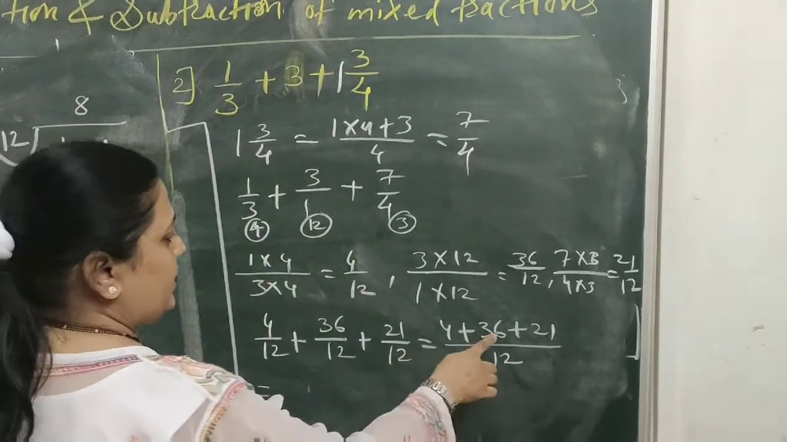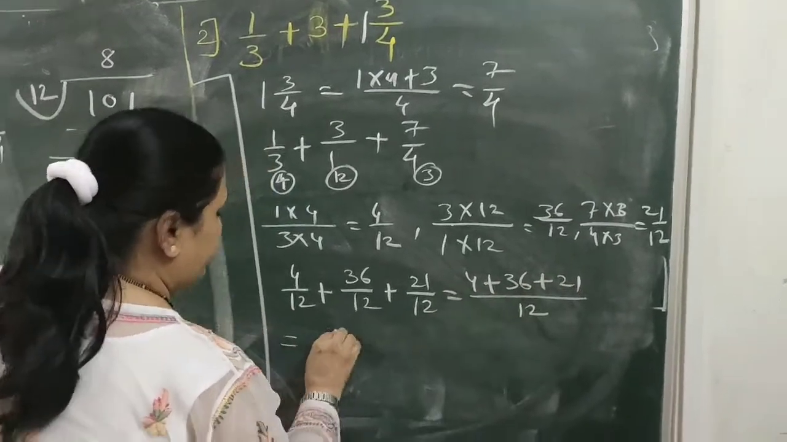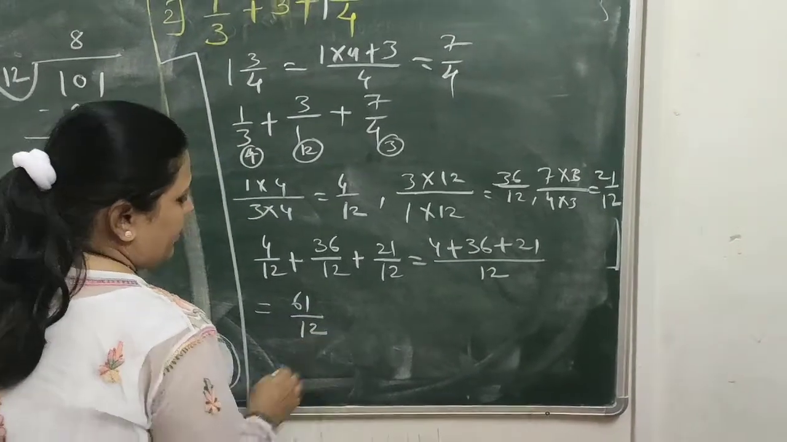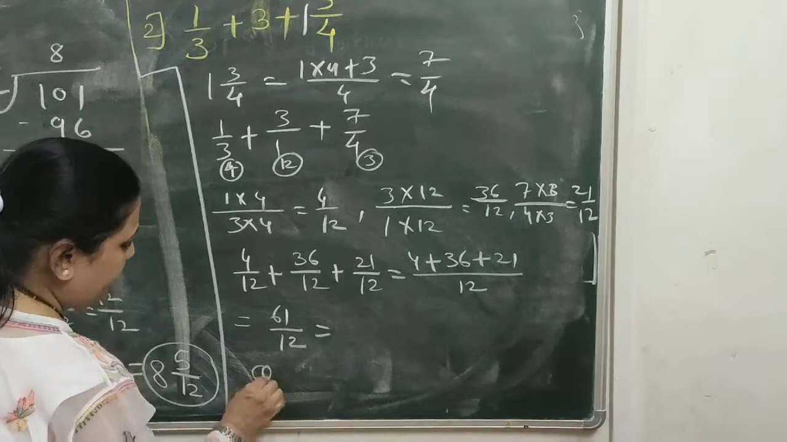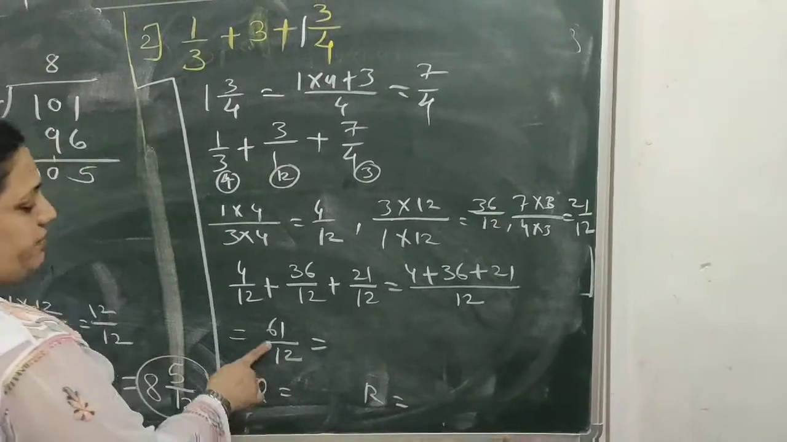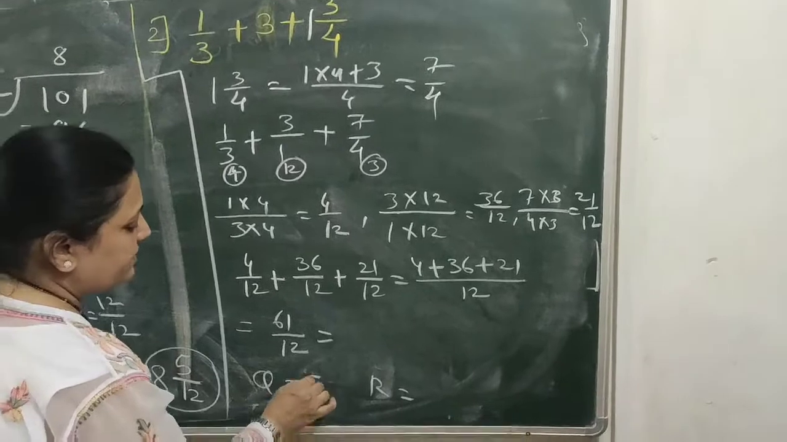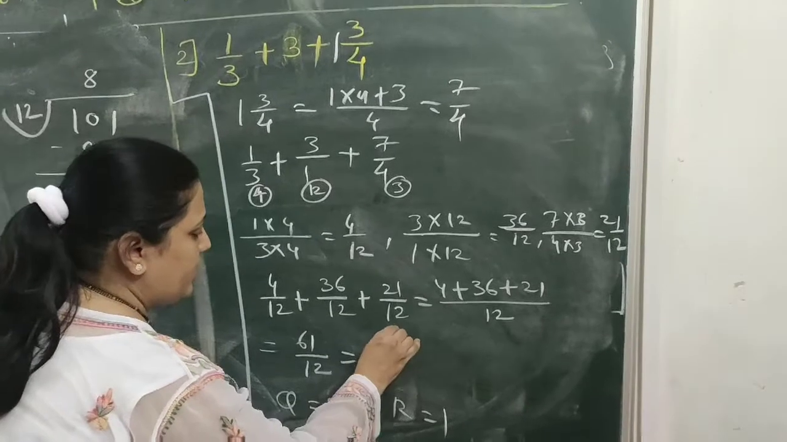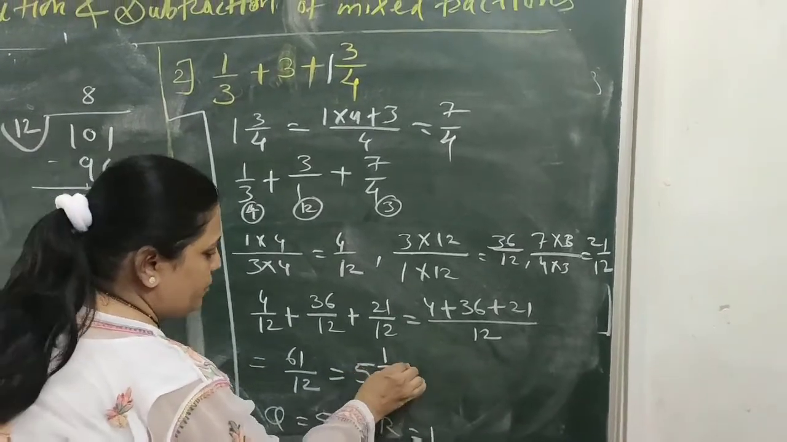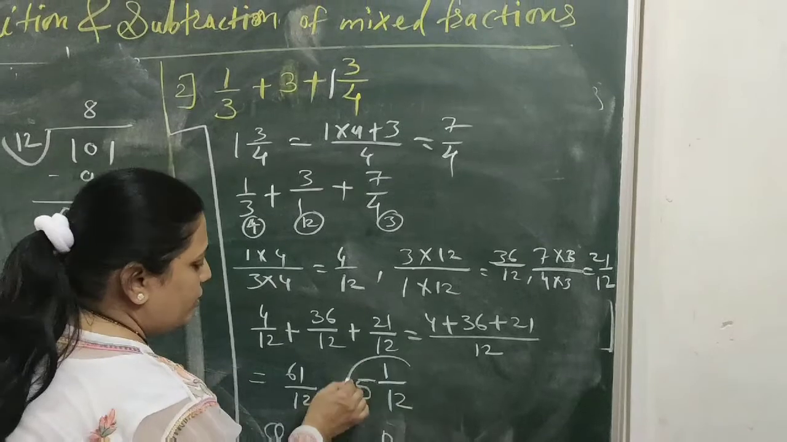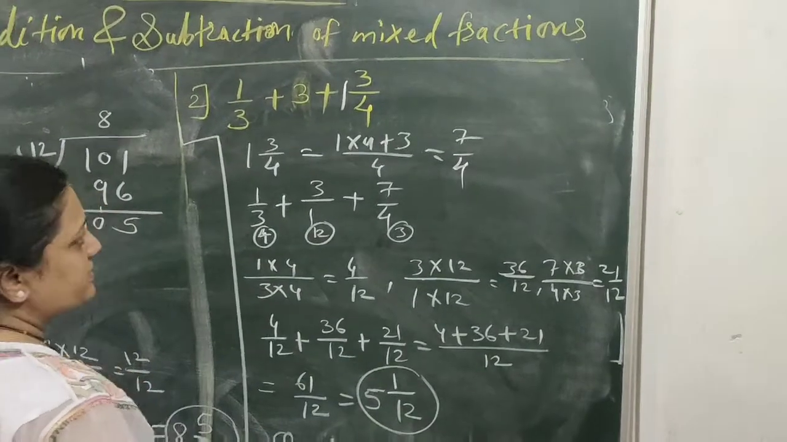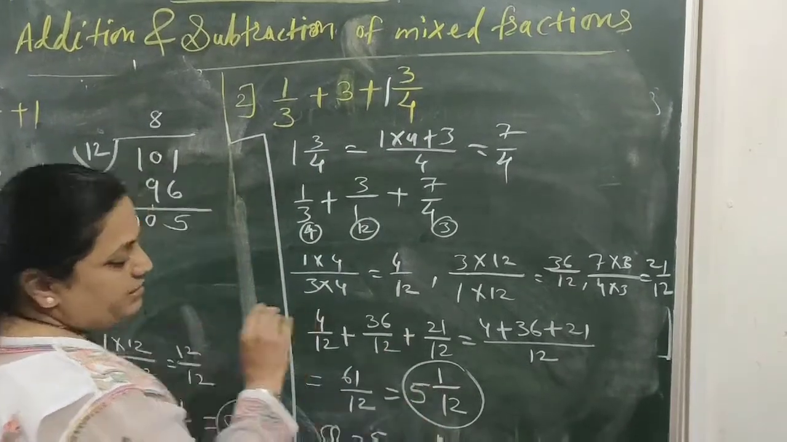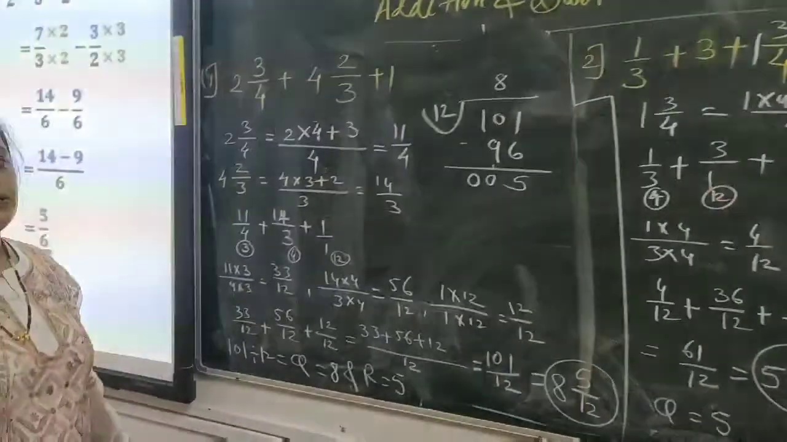So what is our answer here? 6 plus 4, 10 plus 1, 11, 1 carried. 3 plus 1, 4 plus 2, 6 by 12. Now here what will be the answer again? Find out the quotient and remainder. 12 5s are 60. So quotient is 5, remainder is 1. So write the quotient at the place of the whole number, remainder at the place of the numerator, and copy the old denominator. So what is our answer? 1 by 3 plus 3 plus 1 3 by 4 is equal to 5 1 by 12. Hope children you understood the addition of mixed fraction.